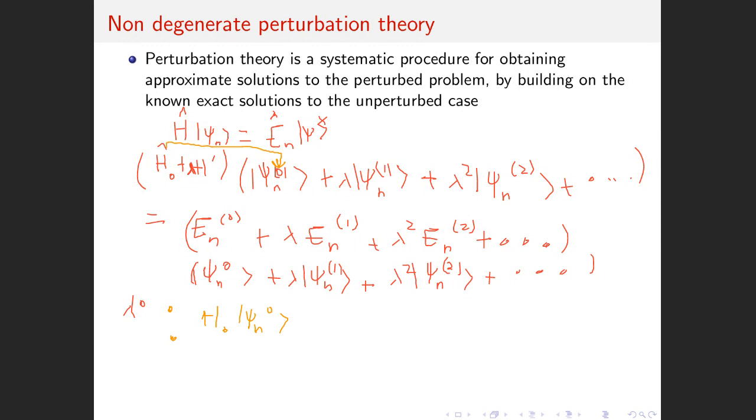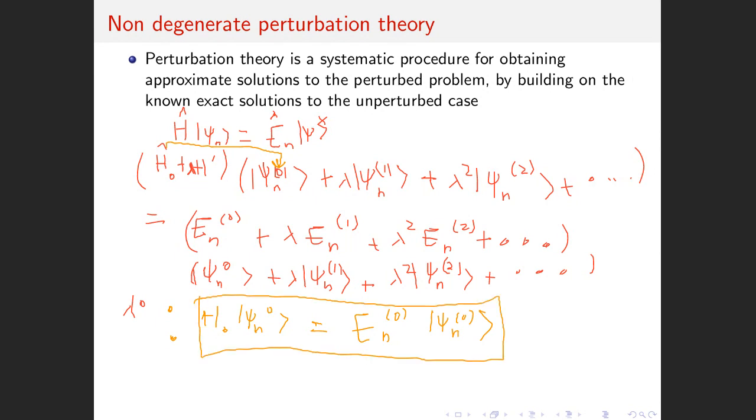Everything else, once you start multiplying everything out, will involve lambdas, and on the other side you just get En 0 psi n 0. And what is this? This is nothing but the original unperturbed Hamiltonian, so it means that what we are doing is consistent.